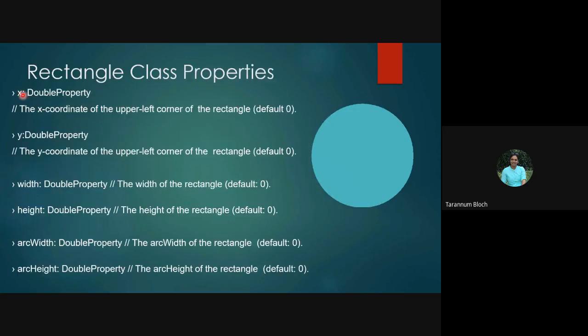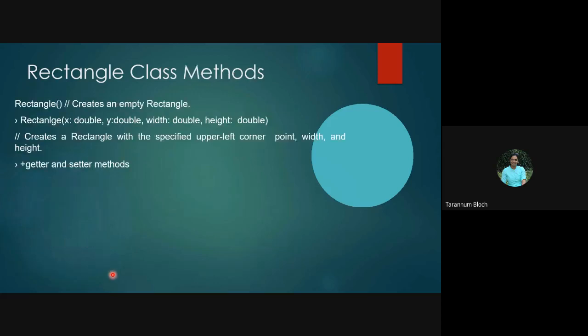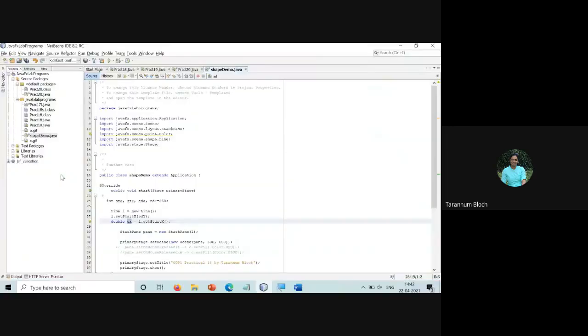These are the properties: x, the x coordinate of the top upper left corner, and y, the y coordinate of the top left corner. We have width of the rectangle, and height of the rectangle. We have arc width and arc height also. So we can draw a rectangle either by going with the empty constructor and then using the setter methods to set the values for x, y, width, and height, or we can create a rectangle with the 4 arguments.